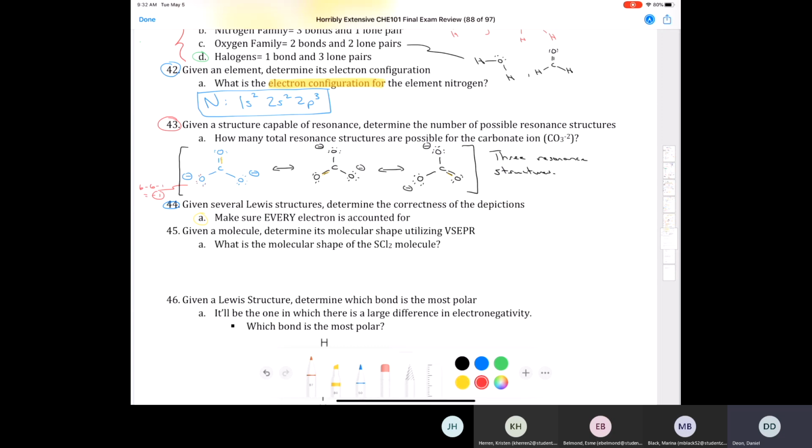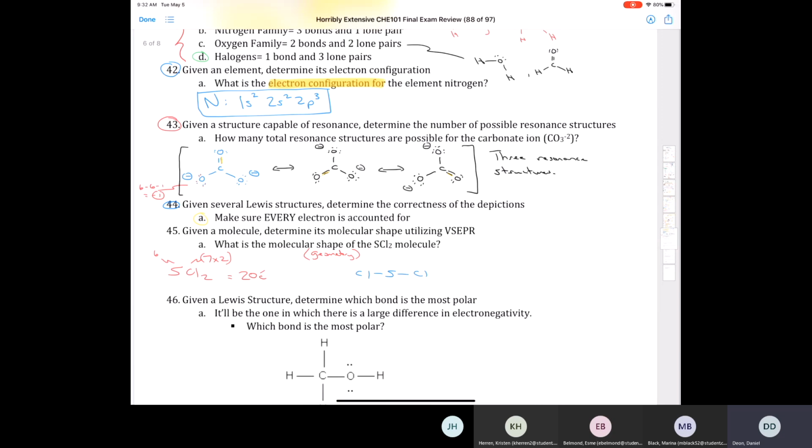It says, what is the molecular shape or the molecular geometry of the sulfur dichloride molecule? So let's start by writing SCl2. Sulfur has 6 valence electrons. Chlorine has 7 valence electrons. So 7 times 2 is 14, plus 6 gives us a total of 20 valence electrons. The sulfur must be the central atom. So maybe I'll write it over here. We'll put sulfur. We'll draw a bond to each of the chlorines.